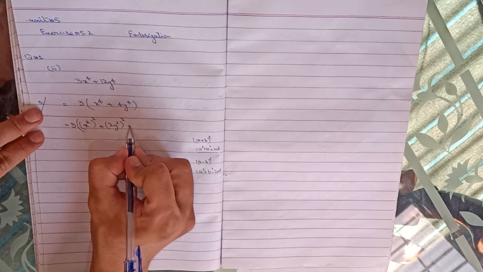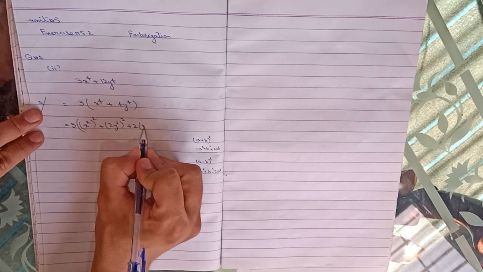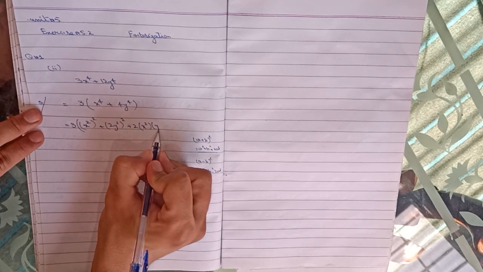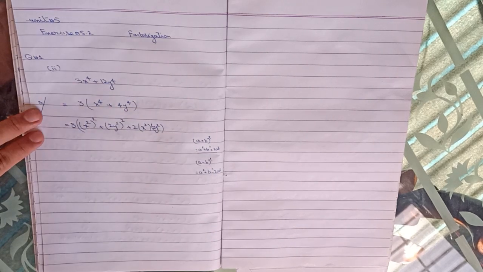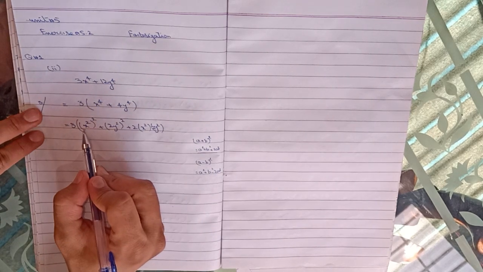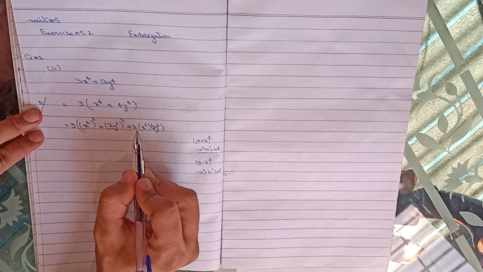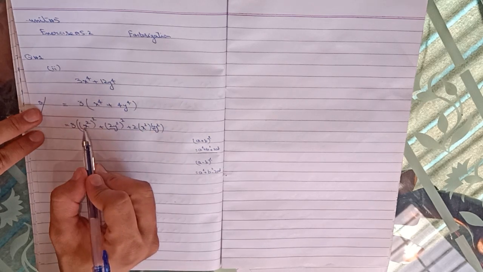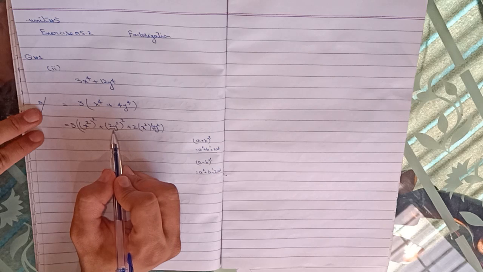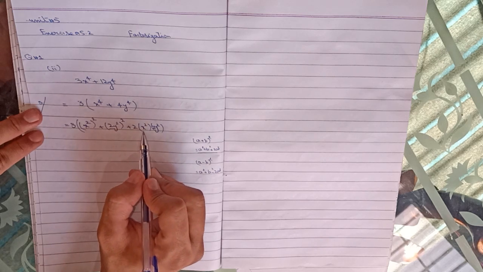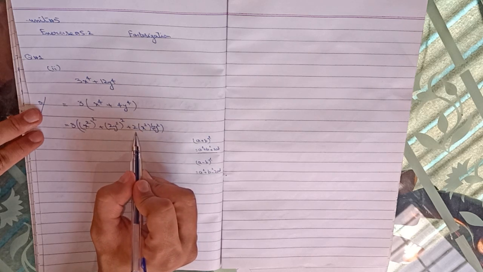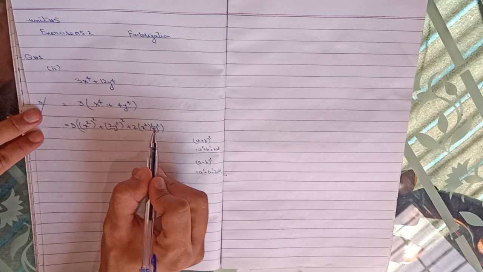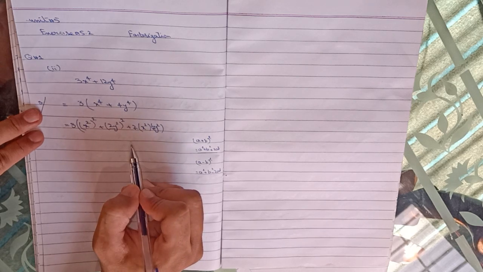Now adding 2ab, we will see a^2 + b^2 + 2ab. Here a is x^2 and b is 2y^2, so 2ab means 2 multiplied by x^2 into 2y^2. It means to make the 2ab form we have added 4x^2y^2: 2 multiplied by 2 is 4, 4x^2 into y^2, 4x^2y^2.